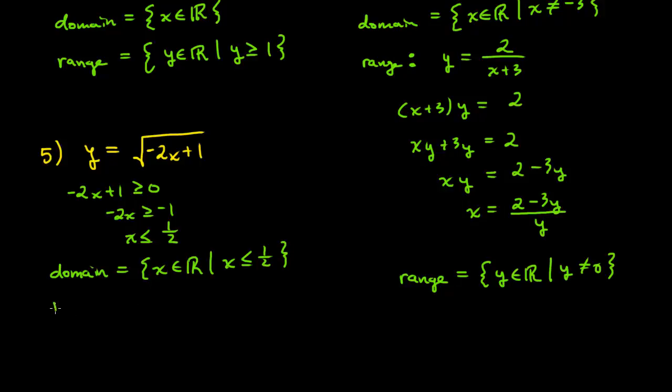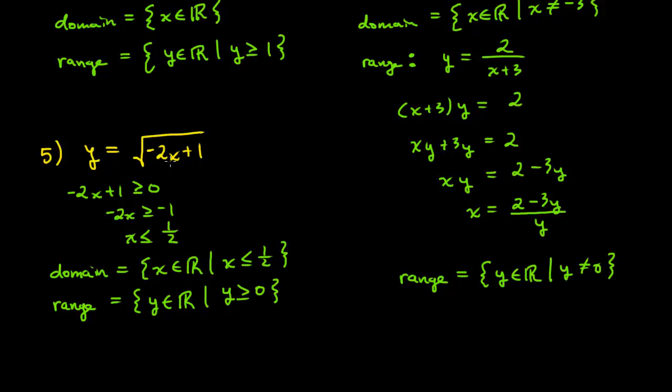Lastly, I'll look at the range. So what is the range? Well, if all of the values that we're going to plug into this square root here have to be greater than or equal to 0, then my range has to be just greater than or equal to the square root of 0. So my range is going to be equal to the set of all y values in the real numbers such that y is greater than or equal to 0.